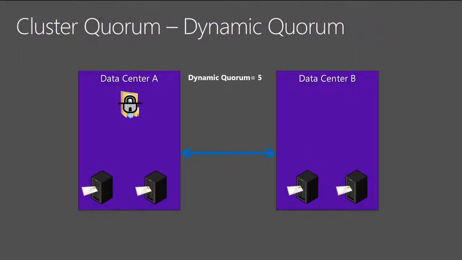So, does it change with the file share witness? Right? So, I now have, and that lock, by the way, should not be there. But now I've lost this node over here. So my dynamic quorum count has changed to 4. So what happens if I lose the WAN in this scenario?